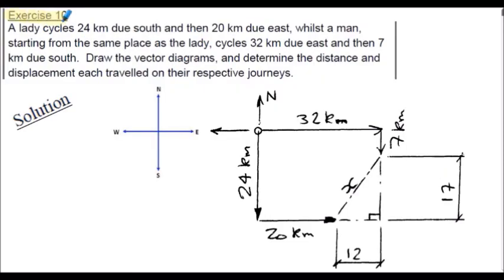Exercise 10, here's the commencement of the solution. Here's our vector diagram. It shows the lady travelling 24 kilometres due south and 20 kilometres due east. The diagram also shows the man travelling 32 kilometres due east and 7 kilometres due south. Here are the displacement vectors for the lady and for the man.